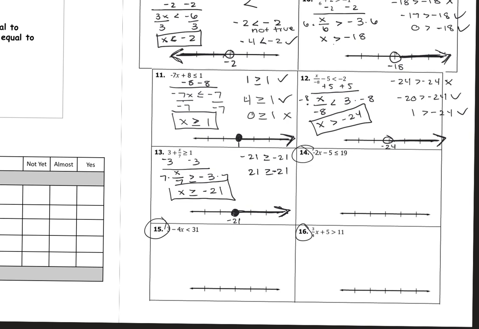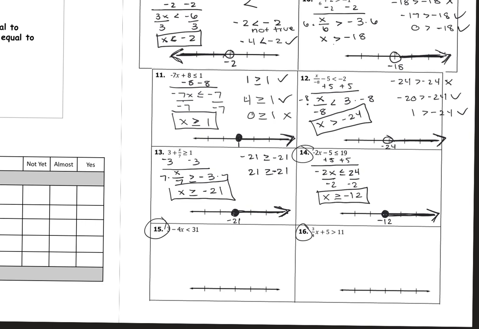All right, for number 14, we're going to add 5 to both sides. So we get that negative 2x is less than or equal to 24. Divide both sides by negative 2. So we have x is greater than or equal to negative 12. Again, we had to flip the inequality sign because we divided by a negative number. So we're going to have a closed circle at negative 12 because negative 12 is included in the solution set. And we want those numbers that are greater than.